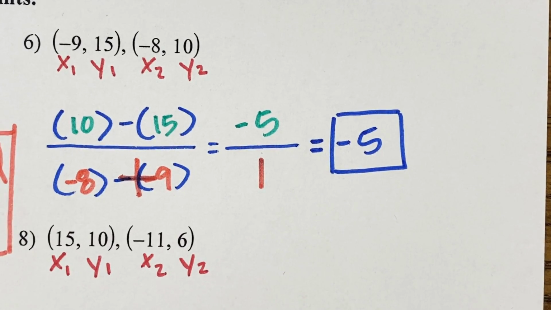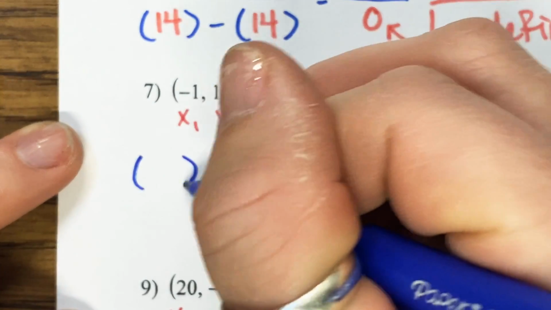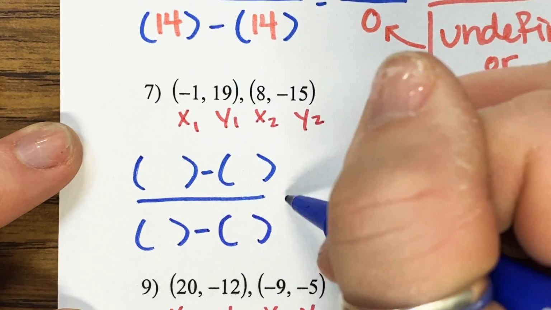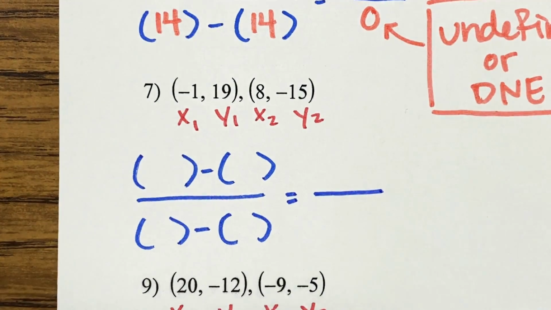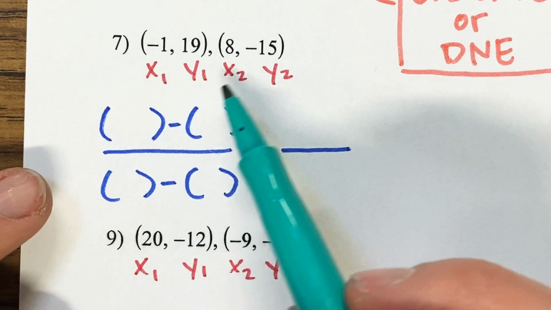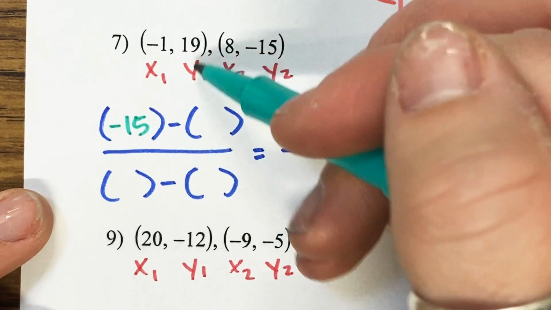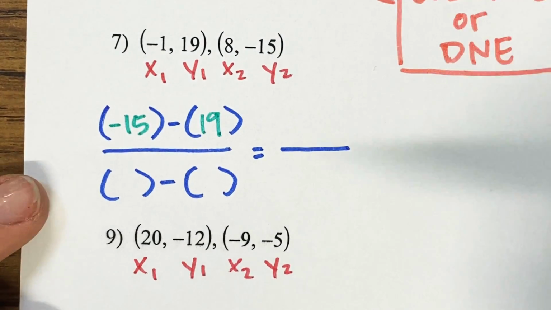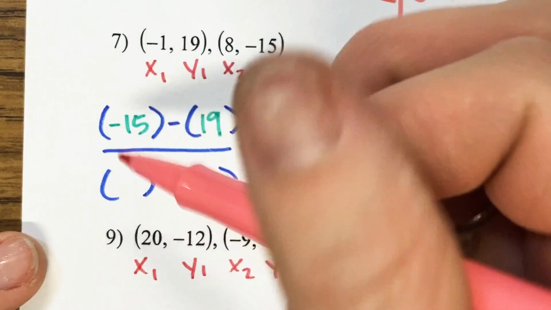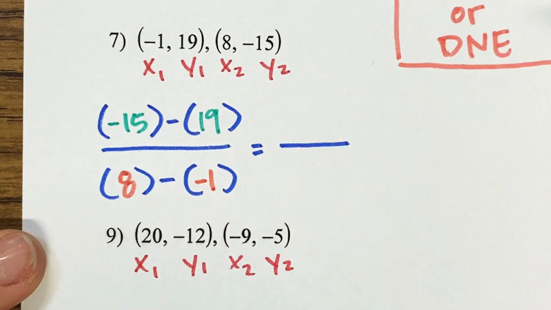Okay, let's do it again for number 7. We have y2 minus y1 over x2 minus x1. We're going to figure out what it equals. My first spot is my y2 spot. That's going to be a negative 15. Subtract my y1, which is 19. Down here is my x2 spot, and that's going to be 8. Minus my x1, which is negative 1.